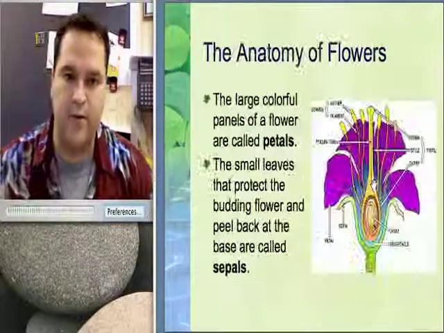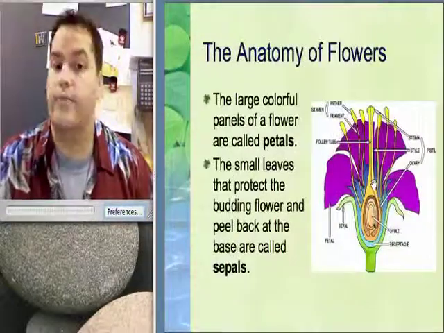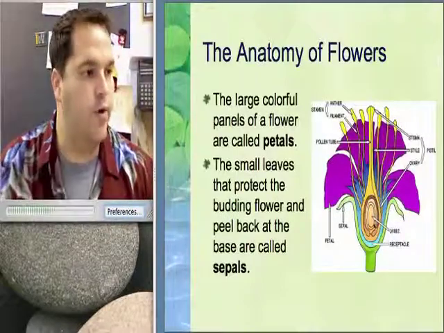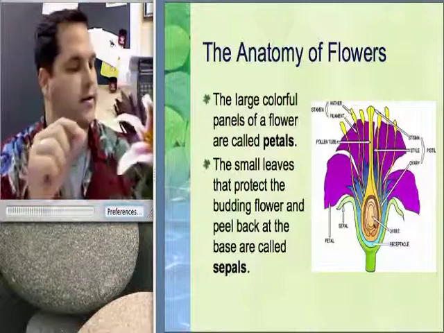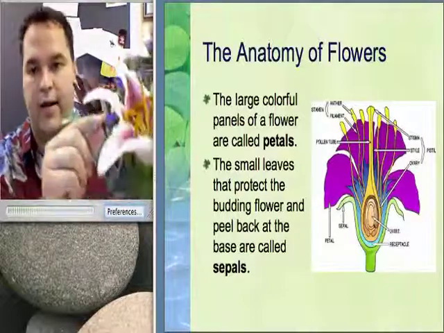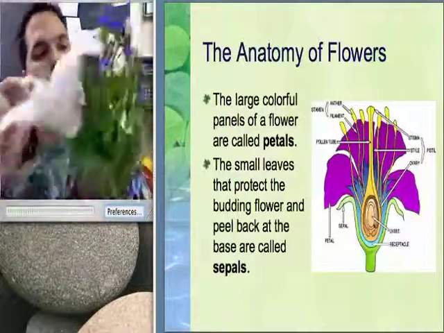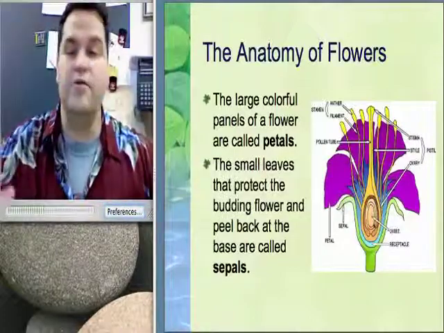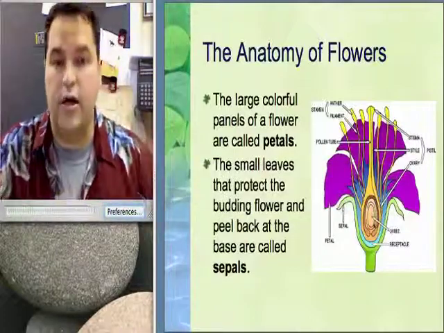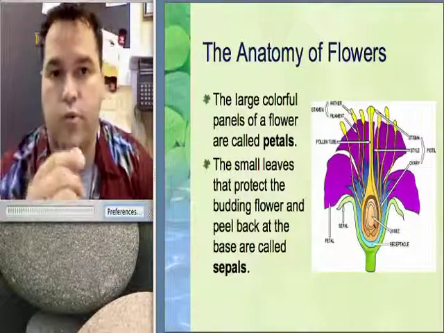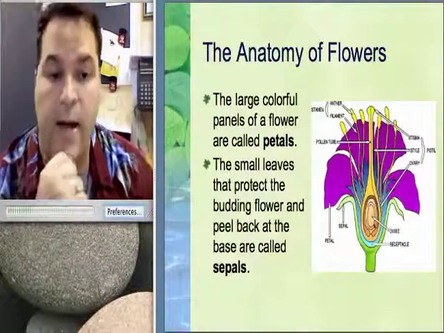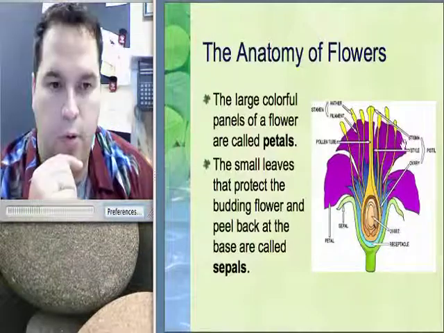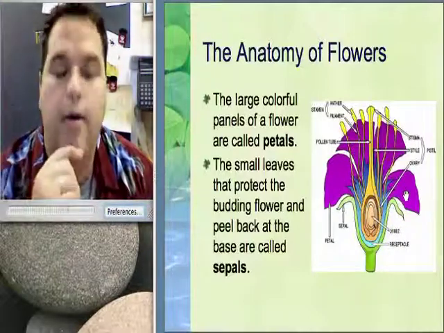All right, and the first thing we want to look at are the external structures. Now, we all know what a petal is. This is a petal, and these are petals right here, right? We got petals right there. See that? Pretty petals. Those are the bright colored structures on a flower that make them attractive to would-be pollinators. And we'll talk about pollination in a minute. But in the diagram you see on your screen, these big purple panels are the petals.